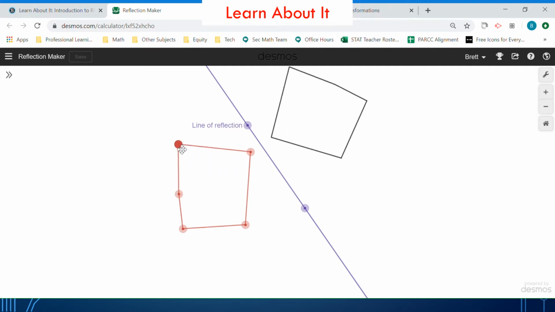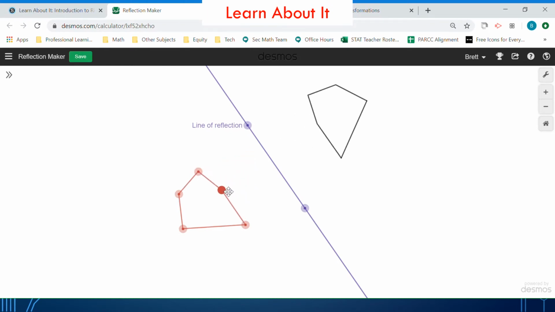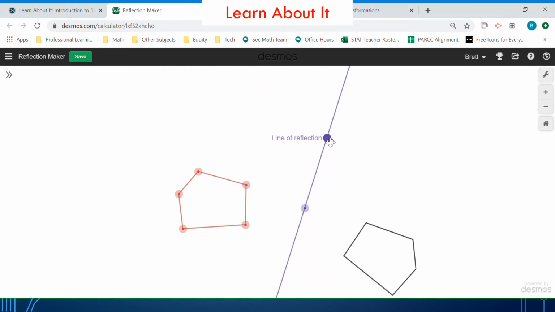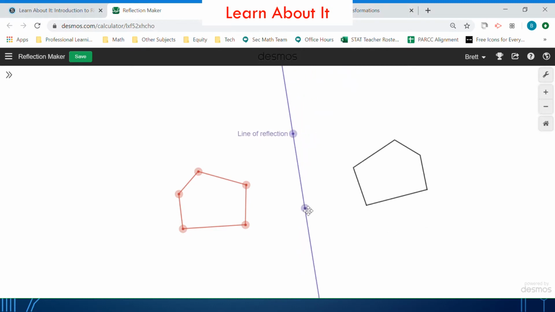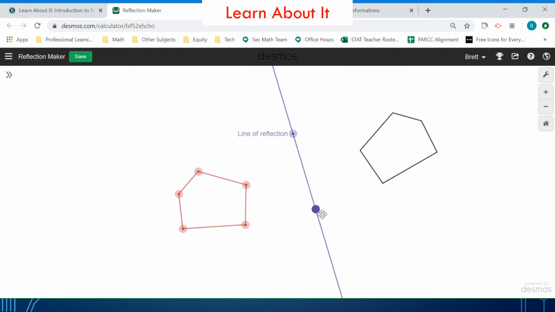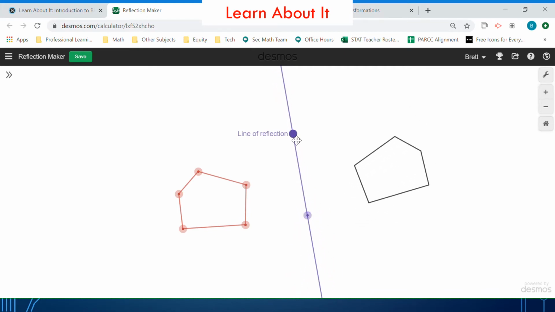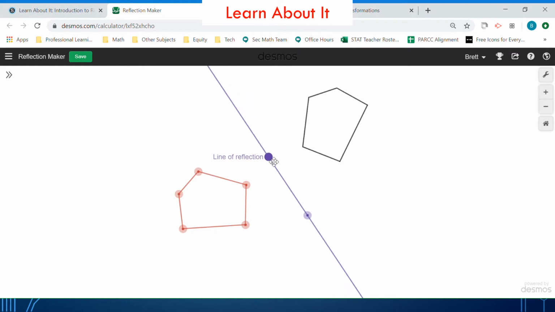When I move the points on the red shape, because this purple line is acting like a mirror, the points on the black shape are moving as well, and they're staying just as far away from the purple line as the red shape. The closer I get to the purple line with the red, the closer the black shape gets to the purple line. I can also move this purple line to get some different reflections. If I move the line, the black shape moves as well, just like if I were to move a mirror, my reflection image would move as well.